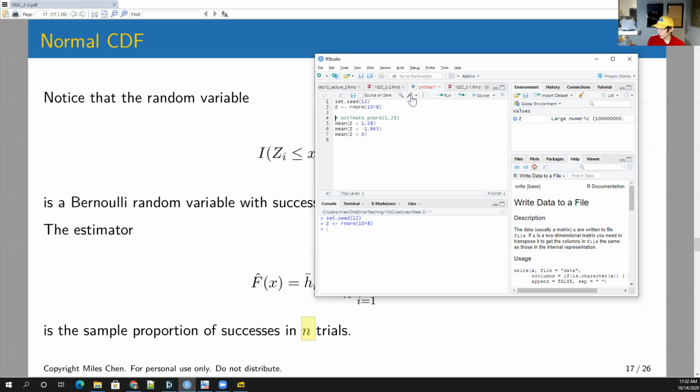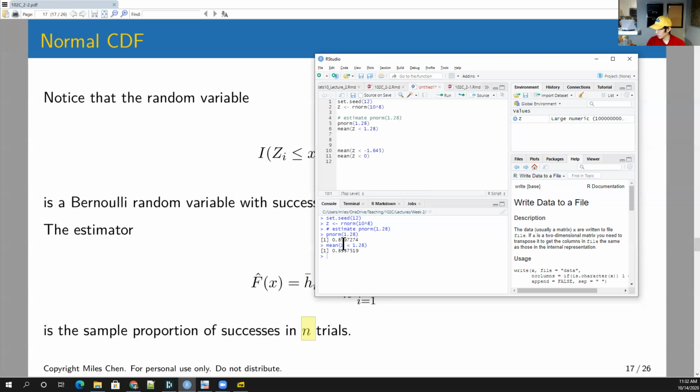Let's say I want to estimate pnorm of 1.28. The true value of pnorm 1.28 is 0.8997274, so right around 90%, a little bit less than that. To estimate this, I'm going to take my 100 million values and see what proportion is less than 1.28.